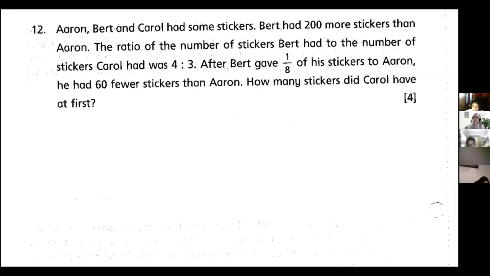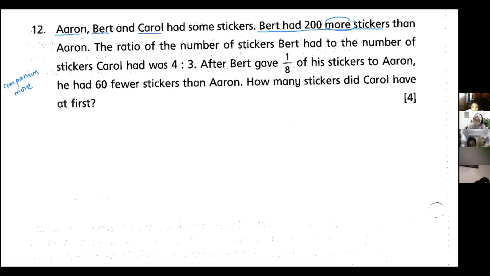Okay, so for this question, I mentioned just now that I'm going to apply the comparison more concept. Why is that so? Because we are comparing between Aaron's, Bert's, and Carol's stickers. Then we get to know that Bert had 200 more stickers than Aaron. That means we are comparing, comparison concept. Comparison with a more, because between two of them, one of them has more than the other. Which is given in that first sentence there.